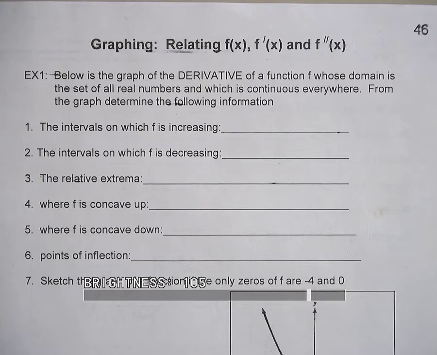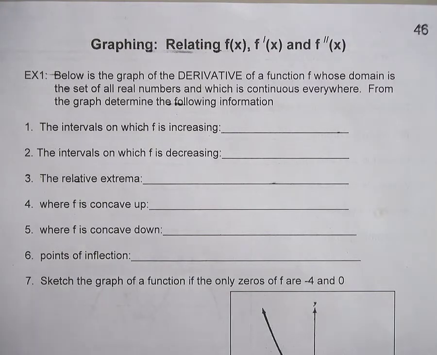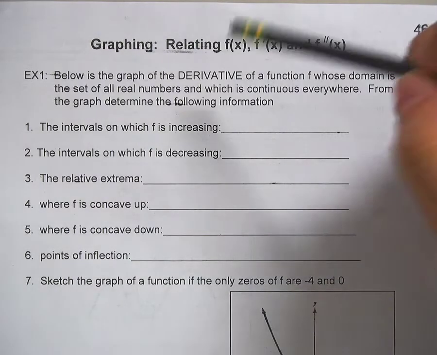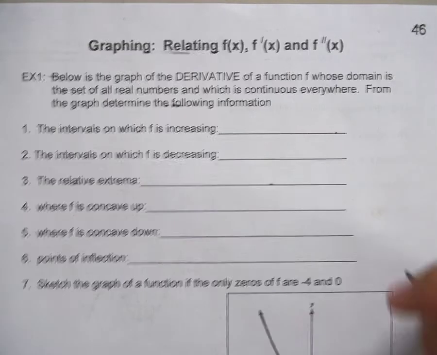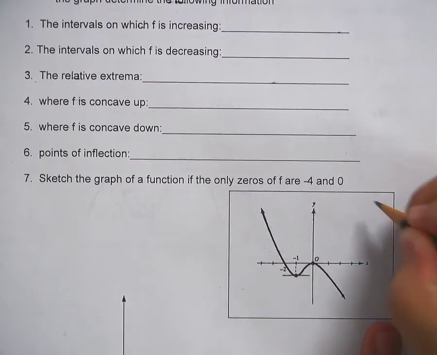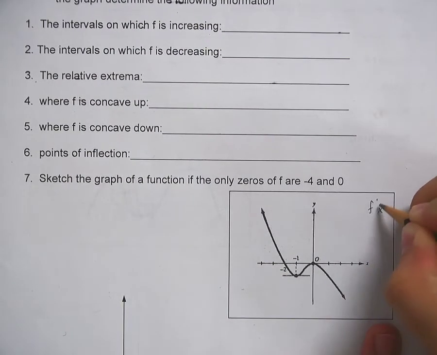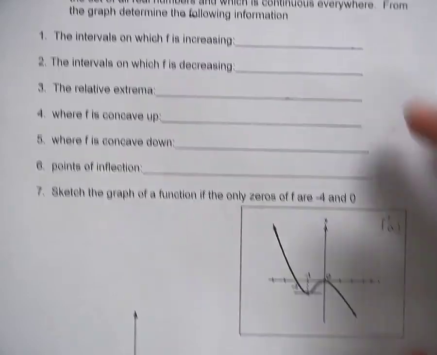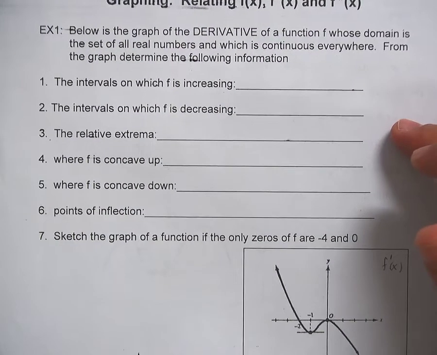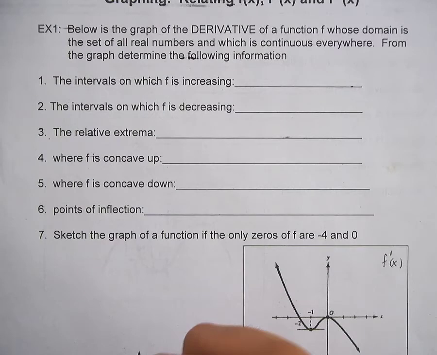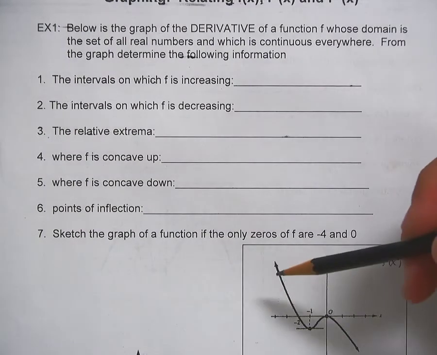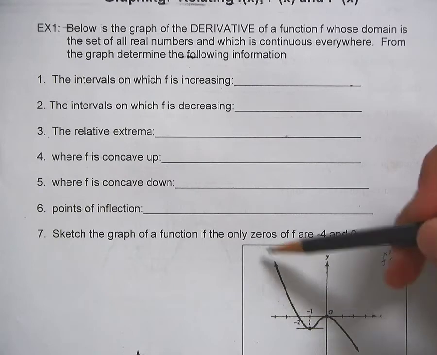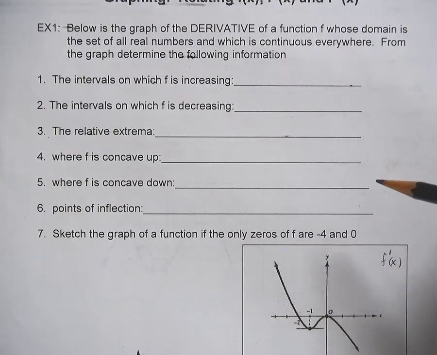All right, there's a couple of things that I'd like to do just kind of straight out of the gate on this first example. It says below is the graph of the derivative of a function. So first off, this guy down here is f prime. F prime. I definitely want to label that a couple of times here. Whose domain is the set of all real numbers and is continuous everywhere. So it's all real numbers. Notice that the end has arrowheads, going to keep going forever. From the graph, determine the following information.